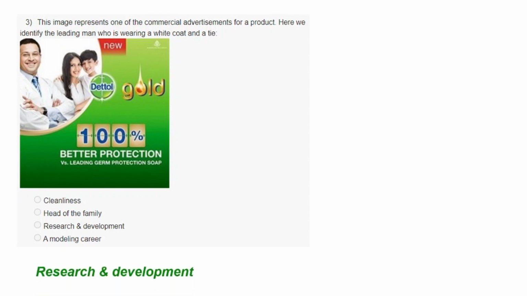They're trying to show that there is a doctor who's recommending Dettol, because they're trying to show that people who are working in this field, people who are scientists, or maybe doctors, these people who are regularly checking patients' health and all that, even they are also recommending Dettol, because they are saying that Dettol is a better germ protection soap than any other soap available in the market. That's what they are trying to promote. So the person in the white coat represents research and development.